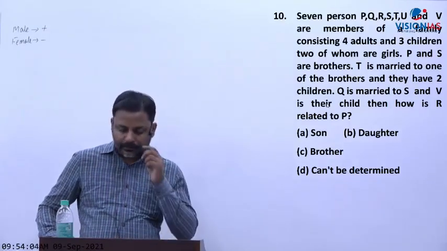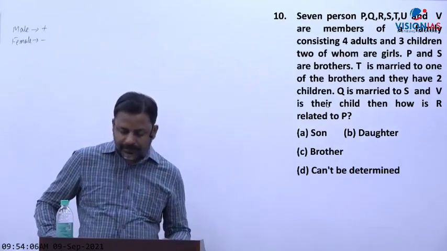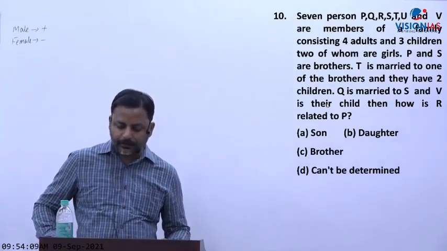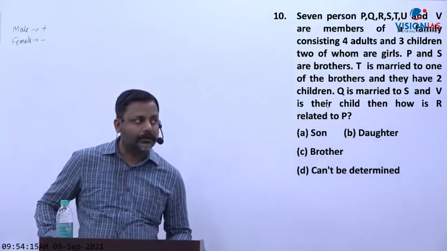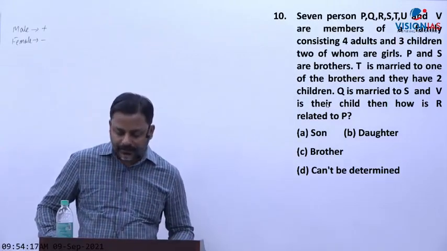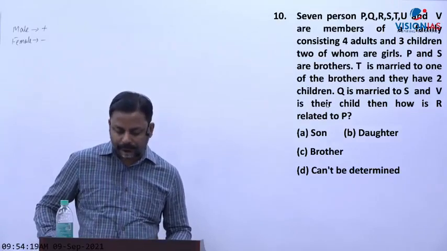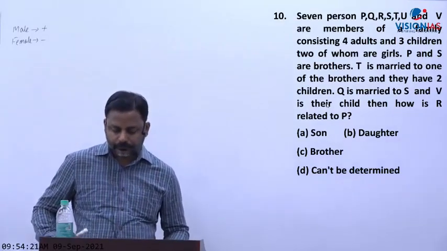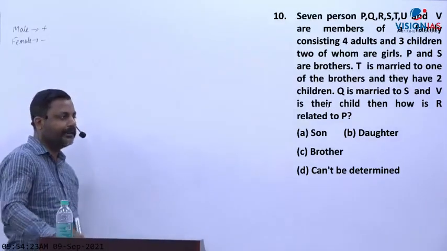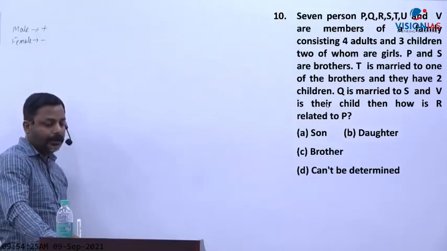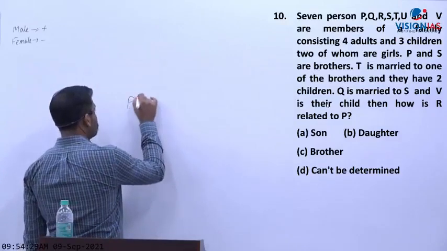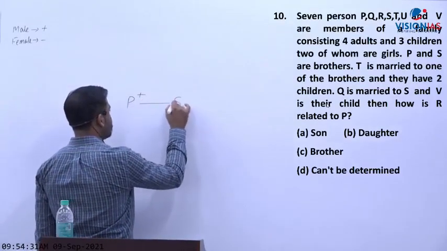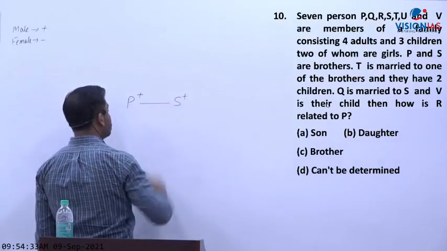Okay, let's solve it. 7 persons P, Q, R, S, T, U and V are members of a family consisting of 4 adults and 3 children, 2 of whom are girls. Means out of these 3 children, 2 are girls. P and S are brothers. So P and S, these 2 persons are brothers.